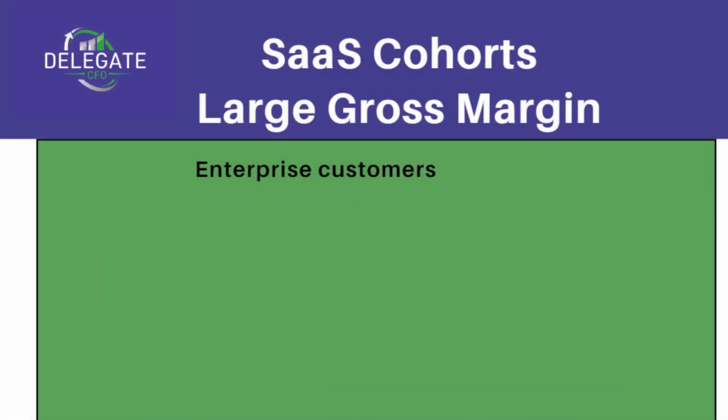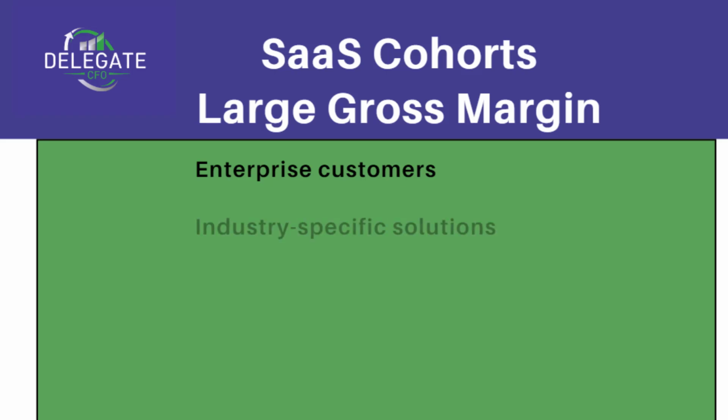However, a general example of the ones that tend to have the highest are, obviously the first is going to be your enterprise customers. These are going to be your large companies, typically have higher revenue per customer, and they're willing to pay more for premium features and services. They also tend to have lower churn rates due to the complexity and costs associated with really switching providers.